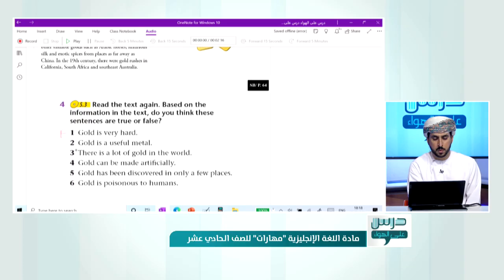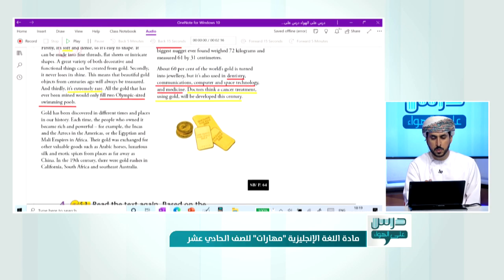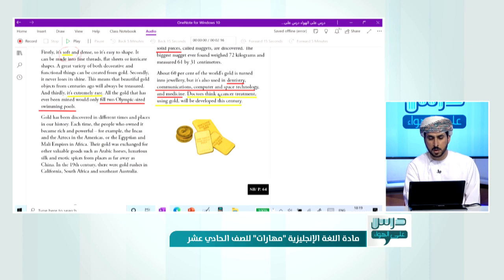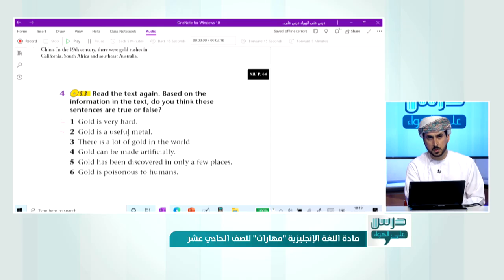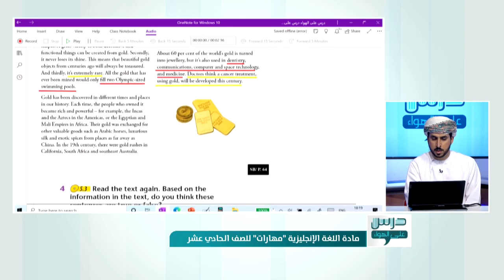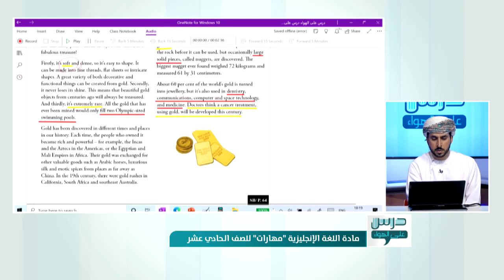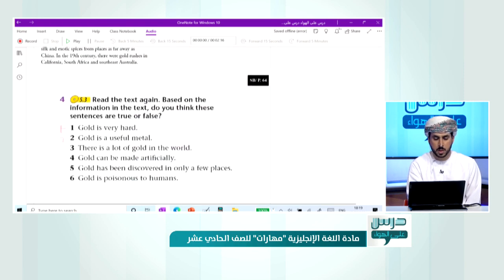Gold is a useful metal. Is it true or false? It is true, because we said that it can be used in different areas like technology, like medicine and computers and so on. And also it is used for jewelry. Three, there is a lot of gold in the world. Actually, there is not, because the amount found would only fill 2 Olympic-sized swimming pools, and this is not a big amount, so this is also false.